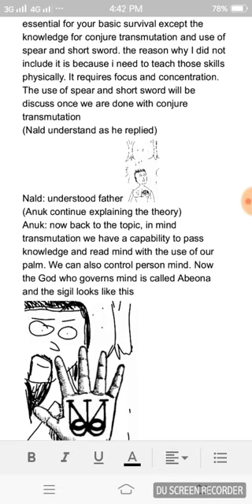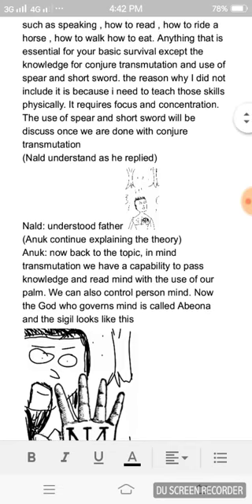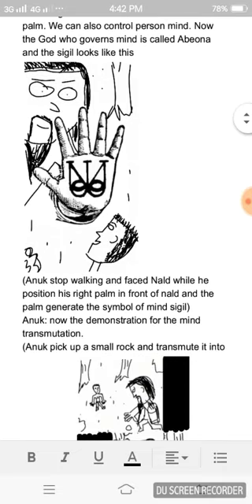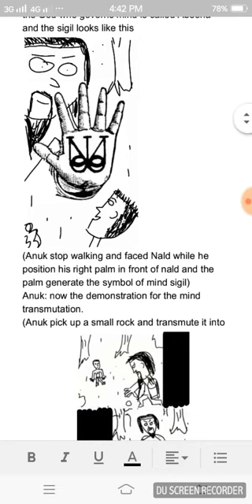We have the capability to pass knowledge and mind with the use of our palm. We can also control a person's mind. Now, the god who governs mind is called Abiona, and the sigil looks like this. Anak stopped walking and faced Nald, while he positioned his right palm in front of Nald, and the palm generated the symbol of the mind sigil.